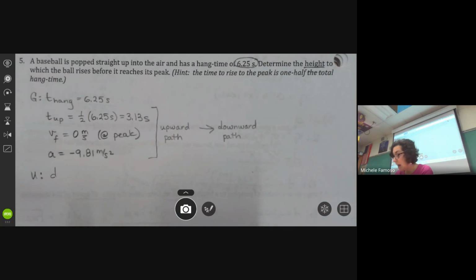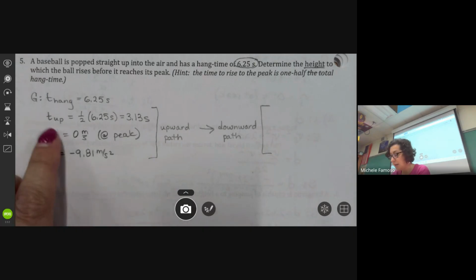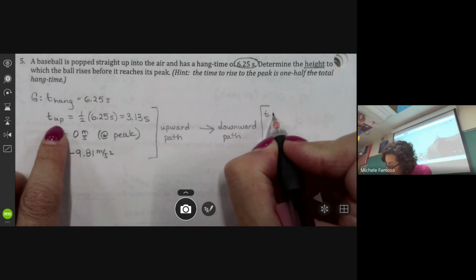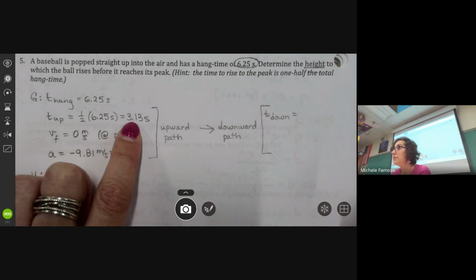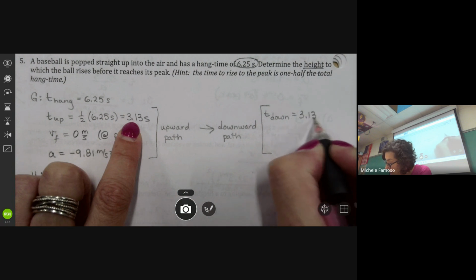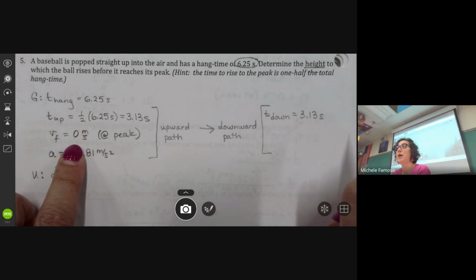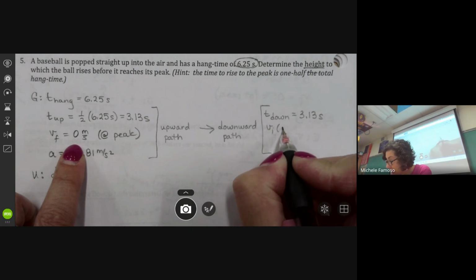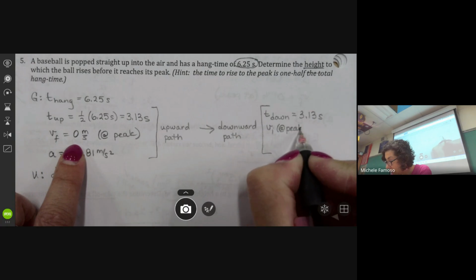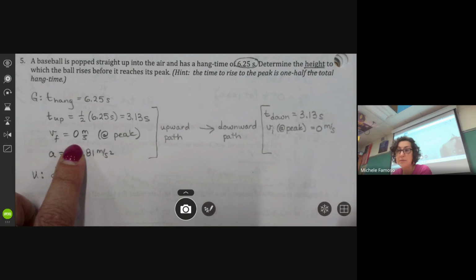If we do that, what are we going to have? Not a time up, but a time down. Do we know that value? Should be the same thing, right? 3.13 seconds. It's not the VF that would be 0. It would be the VI, which is again at the peak, which would be 0 meters per second.